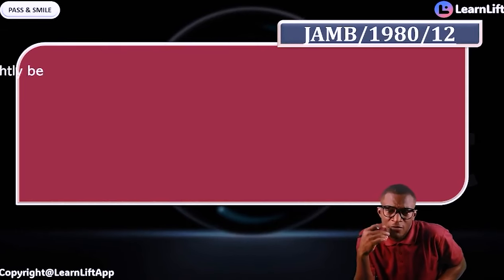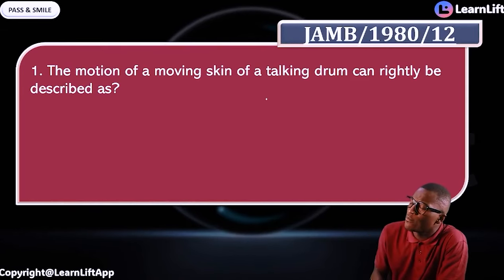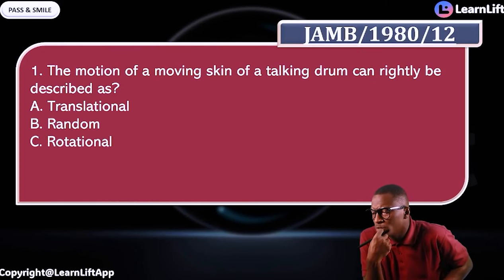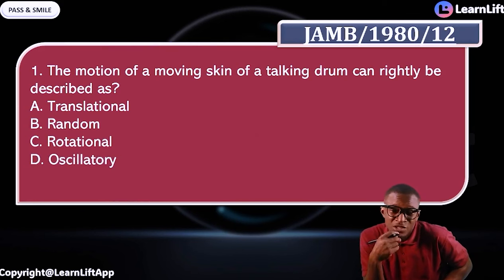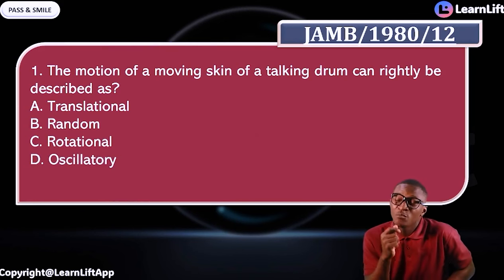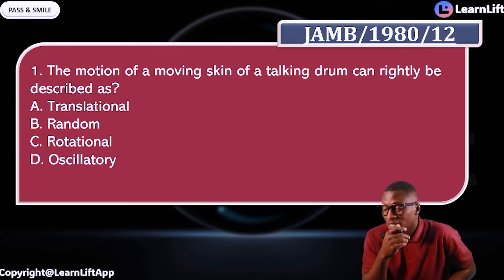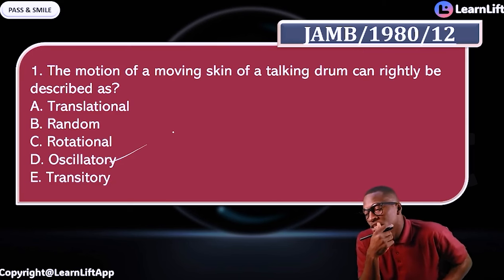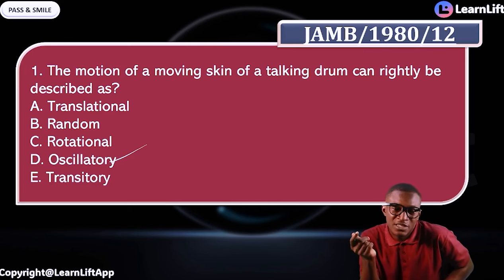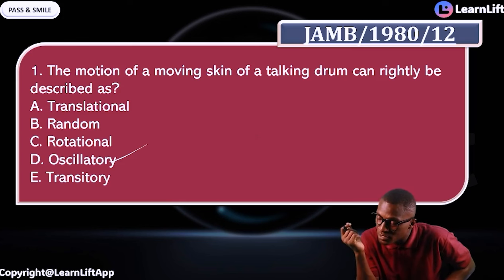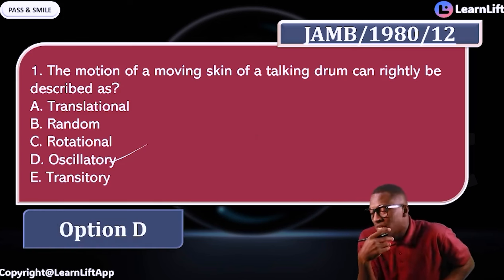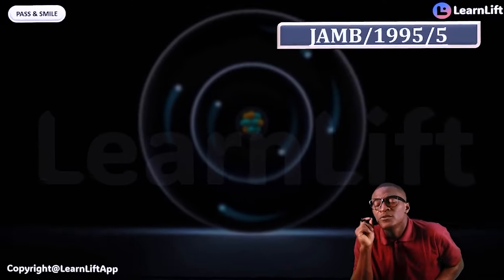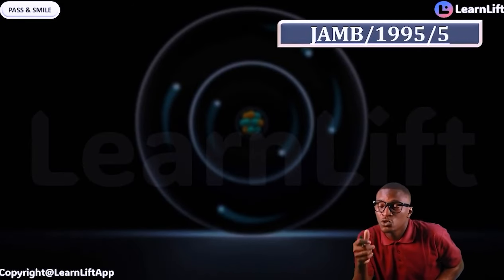JAMB 1980 question 12. The question says the motion of a moving skin of a talking drum can rightly be described as: A, translational; B, random; C, rotational; D, oscillatory. Pause it, tell me your answer. I hope you are choosing your answer. We just talked about how a talking drum is an example of oscillatory motion. Oscillatory is also called vibratory. And option E said transrotatory. So practically, the answer becomes option D, right? When I drop a question, pause it and choose your answer before we check.